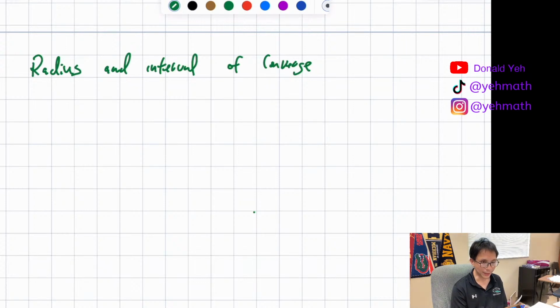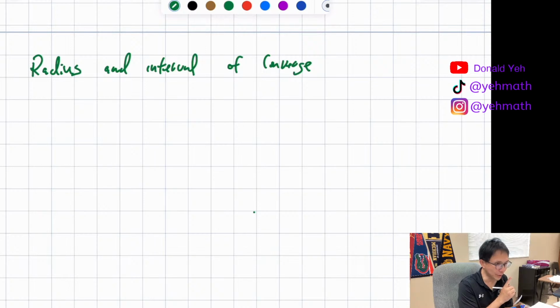So you got radius and interval of convergence here, and anytime you have a power series, you have some domain where it will work. That domain is called the interval of convergence, because outside that domain it's gonna be divergent. Right now we're only gonna focus on the part where it works.